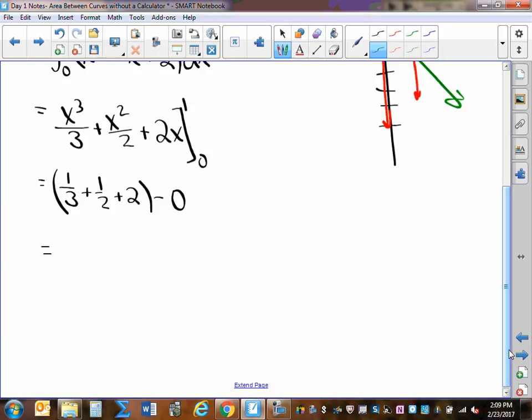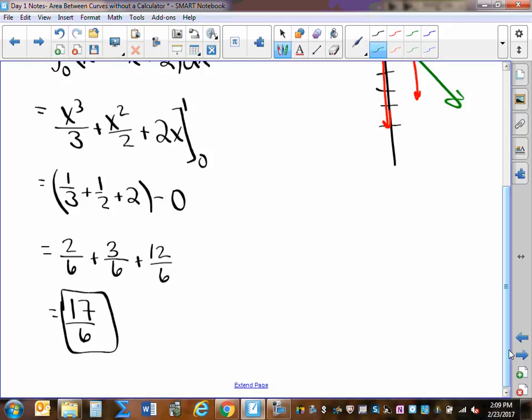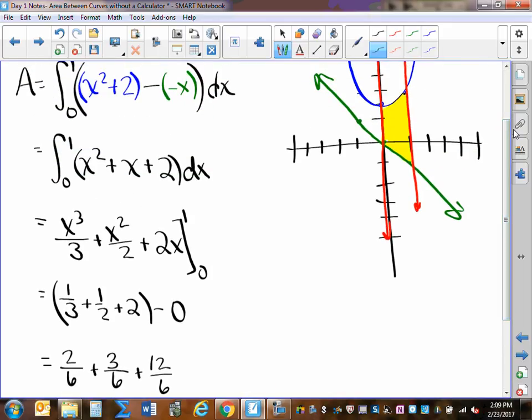Let's see, probably going to common denominator of 6. 2/6 plus 3/6 plus 12/6. 17/6. Do you agree with that? So that area between the two curves is 17/6. And again, what it really is, this area is positive and this area is added to it. It's kind of that idea of total distance traveled. Kind of like that idea. Questions on this one?